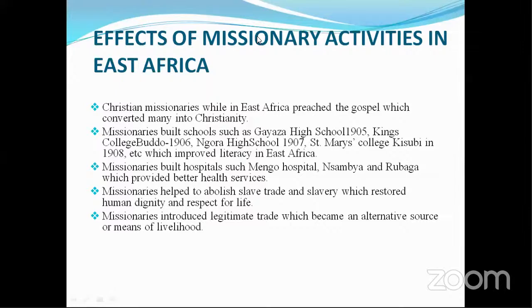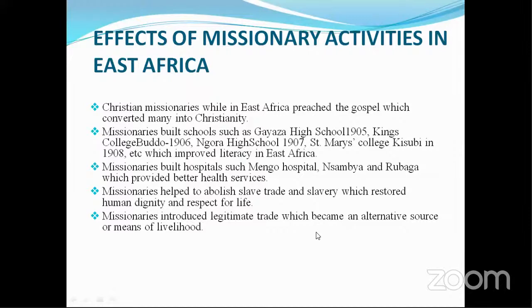Excuse me, teacher. Yes, please. Can you please explain for me how missionaries introduced legitimate trade? Okay, legitimate trade, we are talking about the trade that is acceptable. Trade that deals in goods and services, not a trade that deals in selling and buying of human beings. You understand? So the moment you buy and sell human beings, that is illegitimate. That is not right. So we are talking about the right trade, the trade that is acceptable. Okay, you people, I will come back to you.